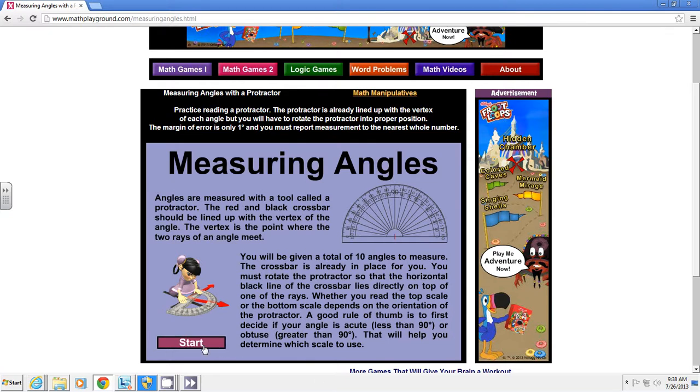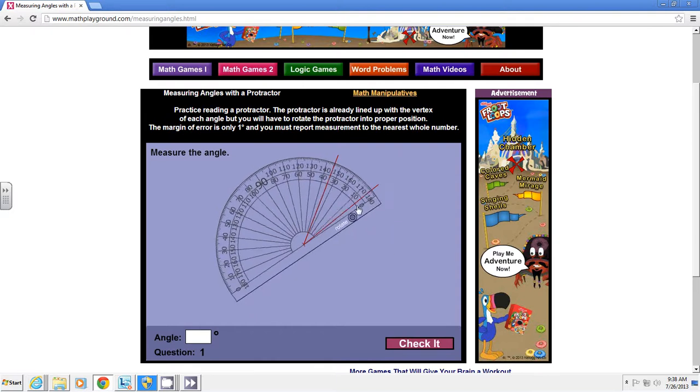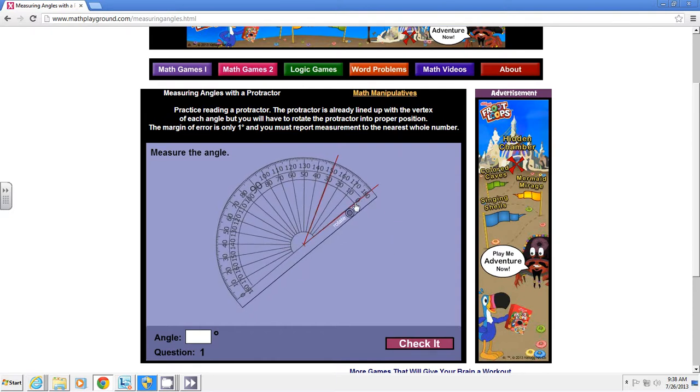So let's begin. Okay, so measuring the angles. First thing, line your ray up with the 0 degree line. So if you look, this one's obviously less than 90 degrees, so it is an acute angle. So we're going to use the smaller of the two numbers. So that angle is 30 degrees. Okay, move on to the next one.